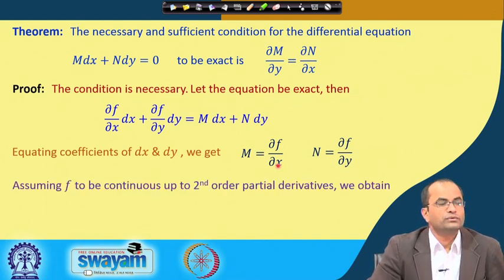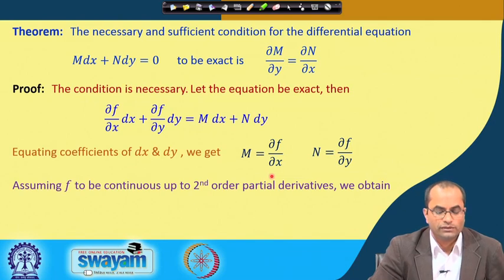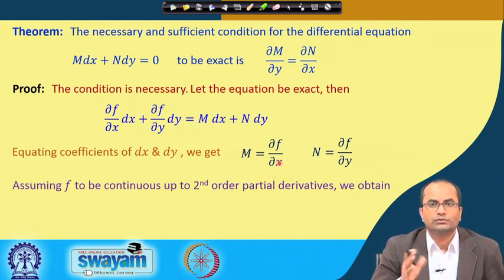Now we need to assume that f is continuous up to second order partial derivatives, because we want to assume the equality of the second order derivatives, and for that it is sufficient to assume that f is continuous up to second order derivatives.